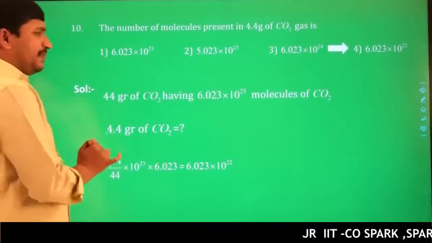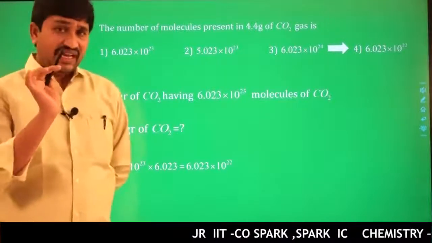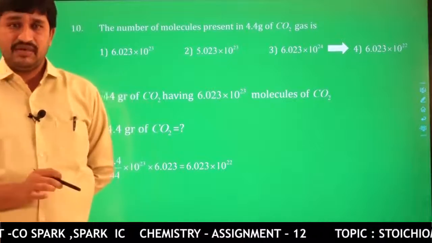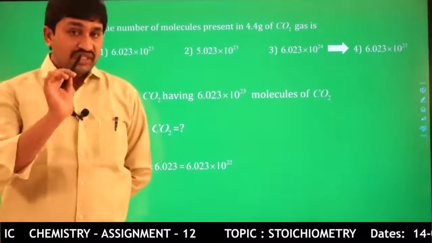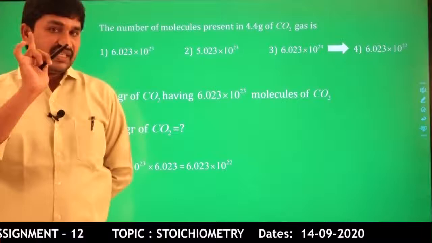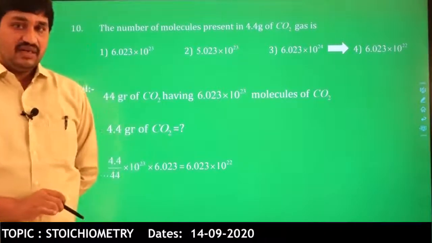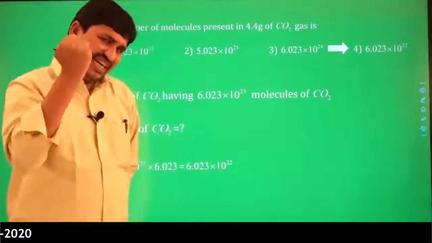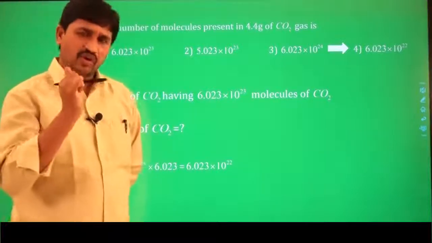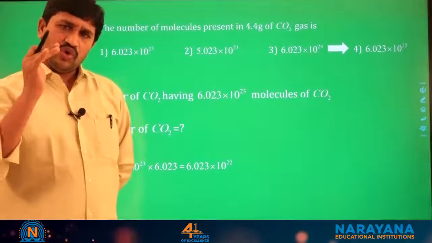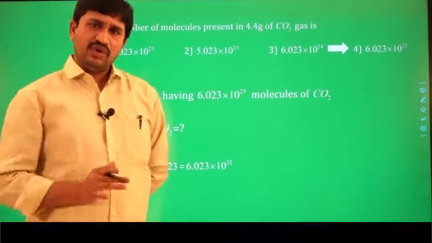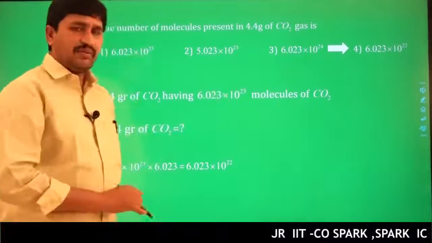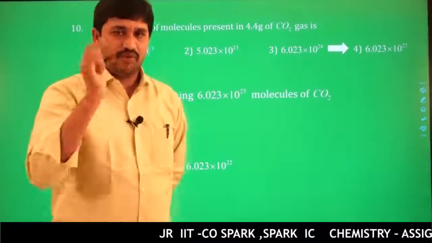Here, the mole concept is calculated at STP condition. STP means standard temperature and pressure. Here standard temperature is 273.15 kelvins and pressure is 1 atmosphere. At this condition, 6.023 into 10 power 23 molecules of any gas is taken as 1 mole, not only CO2. You take N2, O2, H2, CO2, Cl2, I2, whatever you take. Under STP condition, 6.023 into 10 power 23 molecules of any substance is taken as 1 mole.